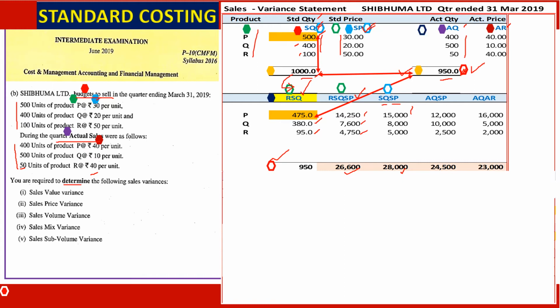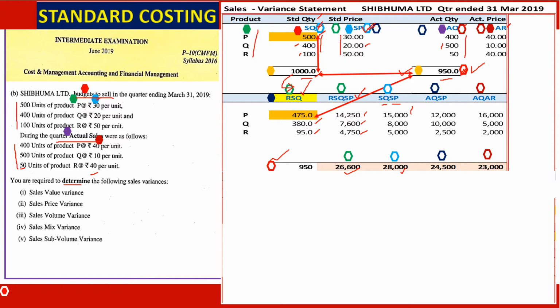Once that is done, we do the same procedure for the actuals. Actual quantity into standard price. 400 into 30, 500 into 20, and 50 into 50. Then we have got the value. Then we go for actual quantity into actual price. It is all quantity into price, and we total all the four of them.